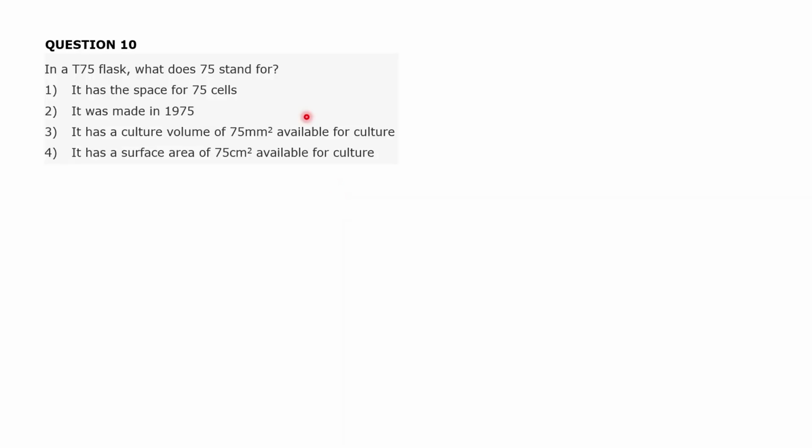Coming to question number 10. In a T75 flask, what does the 75 stand for? Option 1, it has space for 75 cells. Option 2, it was made in 1975. Option 3, it has a culture volume of 75 millimeter square available for culture. Option 4, it has a surface area of 75 centimeter square available for culture. Which is the answer?